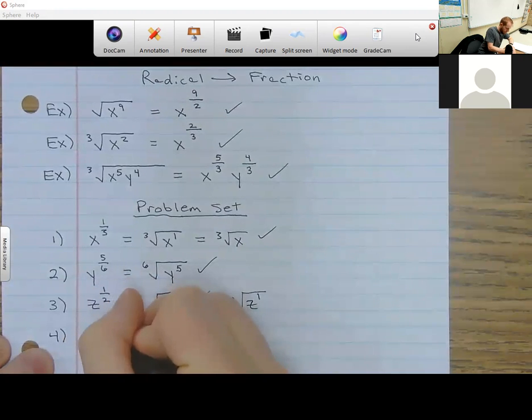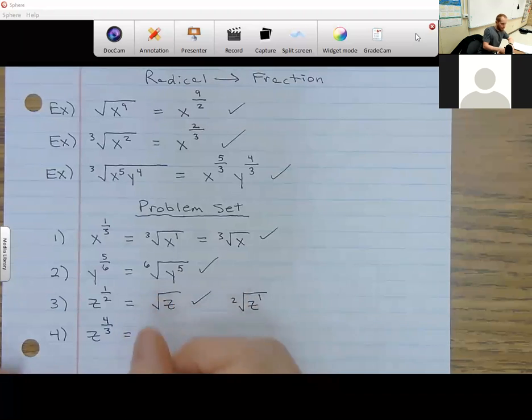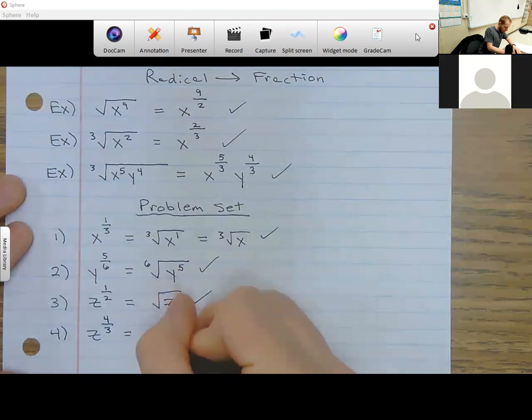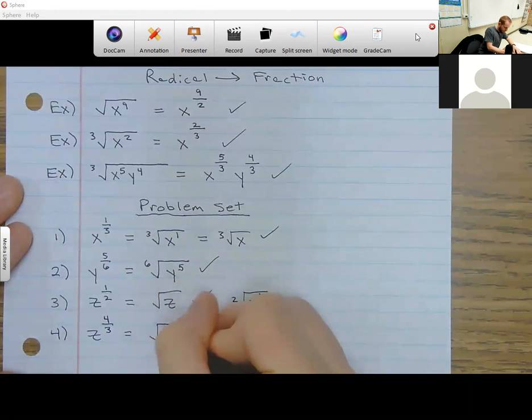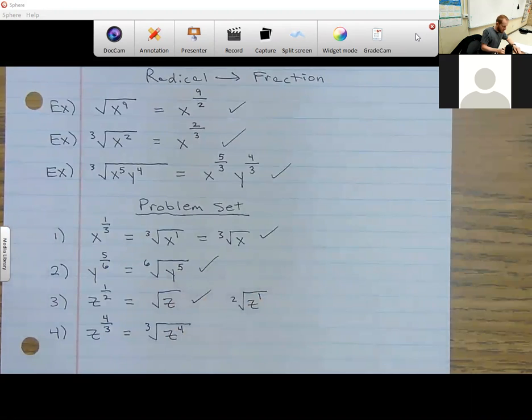Okay, z to the 4/3. So z is going to be on the inside. The 3 is going to go on the outside. The 4 is going to go on the inside. So notice I can take out groups of 3.